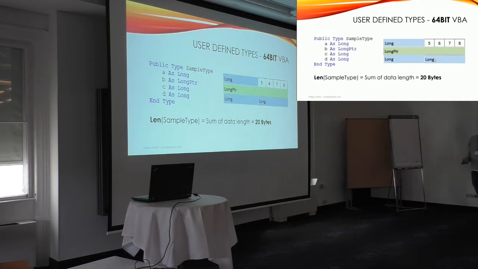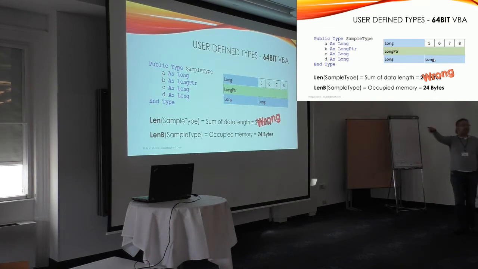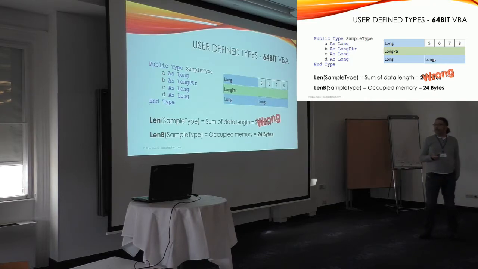Now, if you once again use the Len function, it will give you the sum of the data length of all those types, and that is 20 bytes. And that is wrong, because we do not want to know the sum of the parts. We want to know the total memory occupied by that type. We need to consider those 4 empty bytes in the first chunk. The LenB function will actually return the correct value of 24 bytes here.